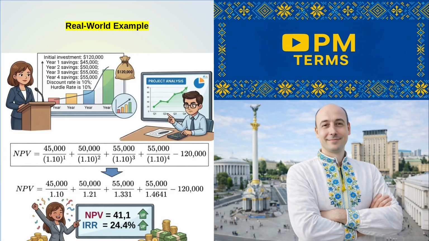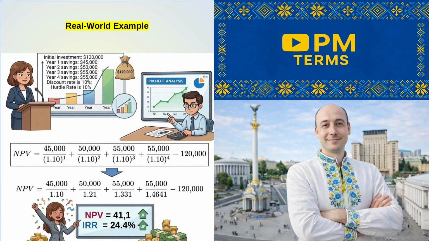Let's evaluate a cloud migration project. Our initial investment is $120,000. Expected annual savings: Year 1, $45,000. Year 2, $50,000. Year 3, $55,000. Year 4, $55,000. Discount rate is 10%.